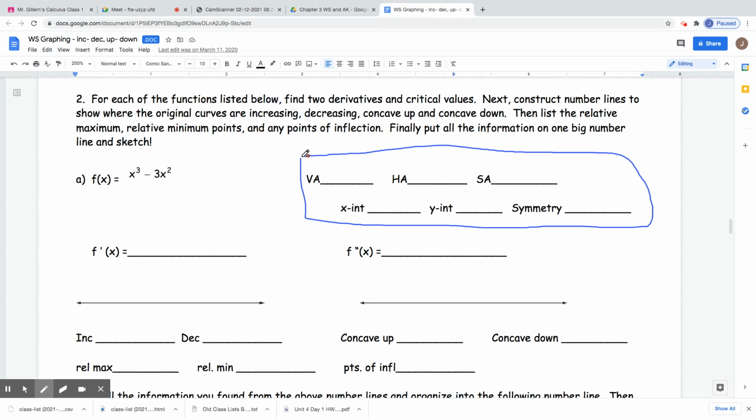6 things they have to answer. All of these have to do with the original function. We're not using anything with the derivative yet. All right, it's all based off of the original. So we're going to look for the vertical asymptote, horizontal asymptote, slant asymptote, x-intercept, where we cross the x-axis, y-intercept, where we cross the y-axis, and symmetry, meaning even, odd, or neither.